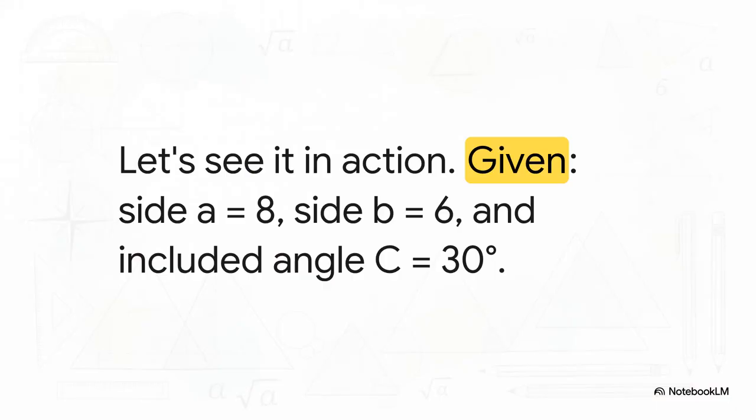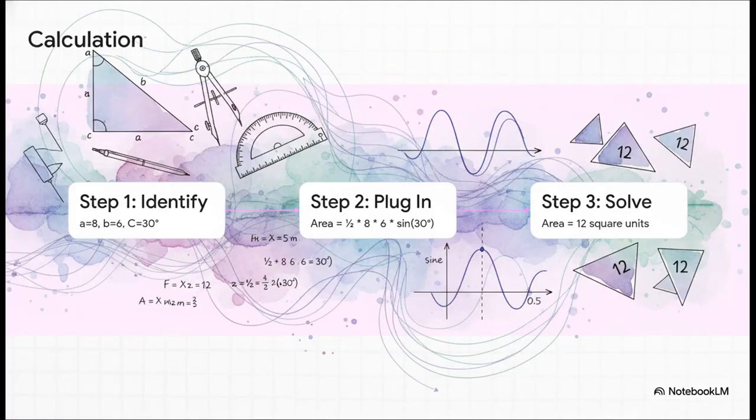Okay, seeing the formula is one thing, but math is all about doing. So let's actually put this thing to work. Let's say we've got a triangle where side a is 8, side b is 6, and that all-important angle between them is exactly 30 degrees. All right, let's walk through this. First step, we just lay out our pieces. a is 8, b is 6, and our included angle C is 30 degrees.